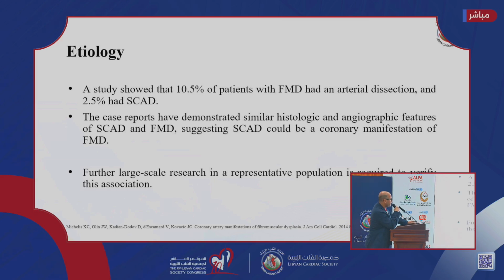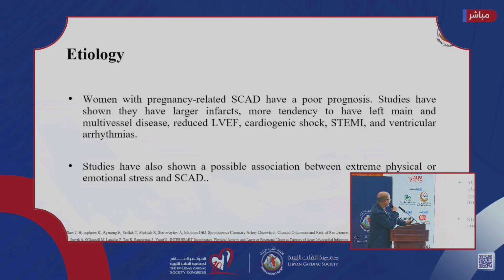There's not much data about it, even though some places now have a registry, like Vancouver. They have a SCAD registry, and they have started more than 1,000 patients. So we send our patients there. Some data show that in 50% of patients with fibromuscular dysplasia we can have arterial dissection, and 2.5% of those patients can present with SCAD. The interesting thing is that fibromuscular dysplasia has the same histological and angiographic features as SCAD, and can occur in other, non-cardiac arteries. We still need more data for that, involving more patients.